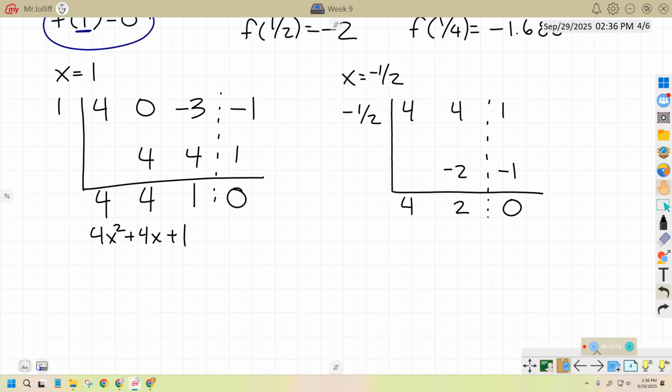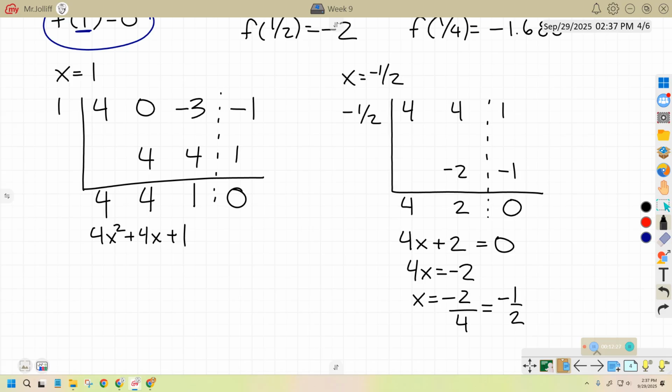I have a way to figure out my last 0. This represents 4x plus 2. Where does 4x plus 2 equal 0? So I move the 2 over, and divide by 4, yeah. And I happen to know that can be reduced. Both are divisible by 2, so that becomes negative 1 over 2, which we already found.